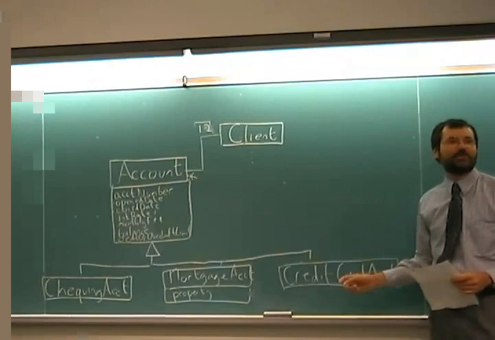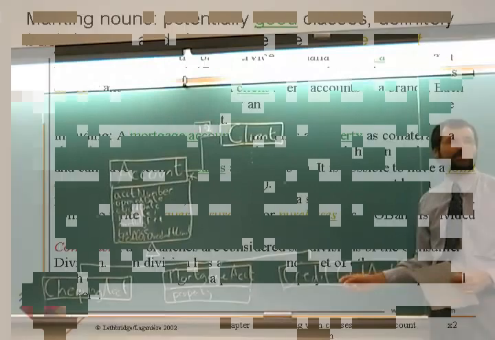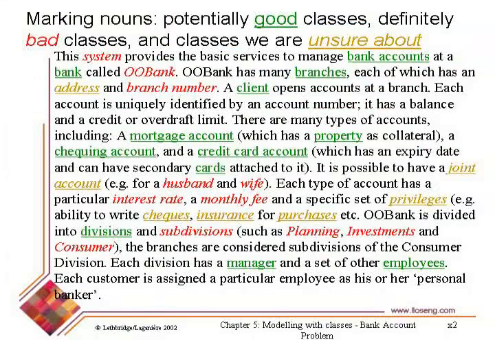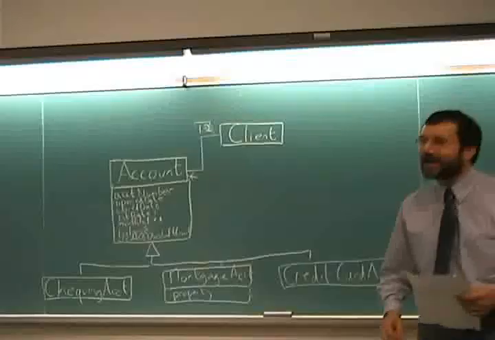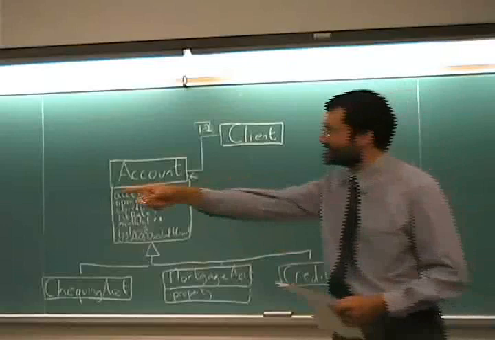Let's go look at the problem. It says, checking account and a credit card account which has an expiry date and can have secondary cards attached to it. So it does say a credit card account has an expiry date. Right. So we can put that expiry date in there. But then we have to think. Maybe the clients don't always get their problem statements right.